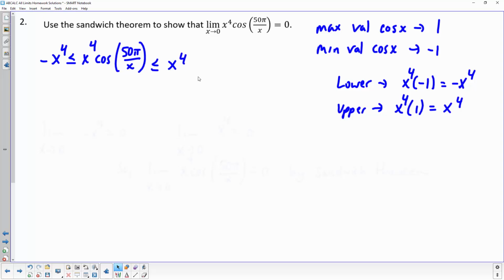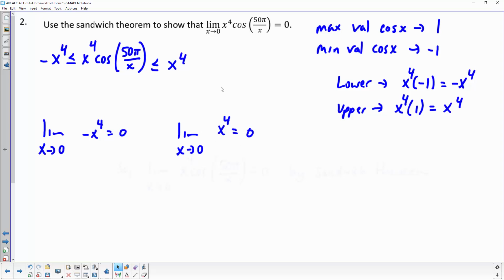Now that we've shown our inequality, we want to find the limit of the lower function. So the limit as x approaches 0 of negative x to the fourth: substitute 0, we get 0. Now we're going to find the limit of the upper function. So the limit as x approaches 0 of x to the fourth would also be 0.